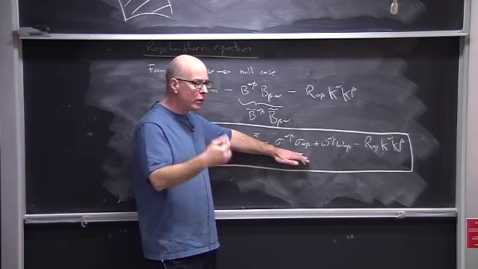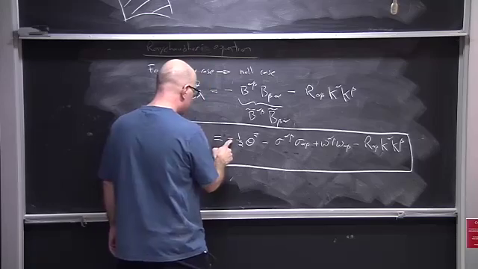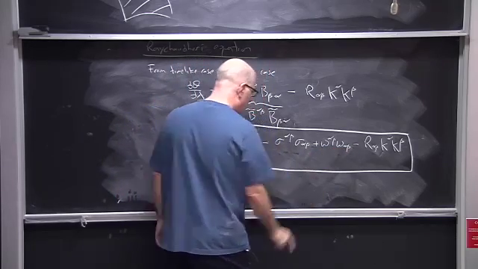You had a question? Should that T alpha beta minus half T not be half R?